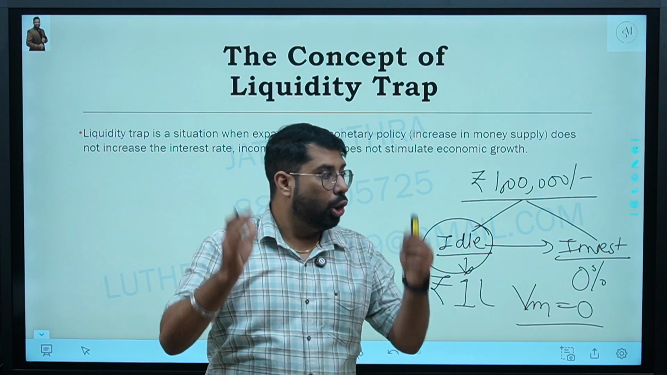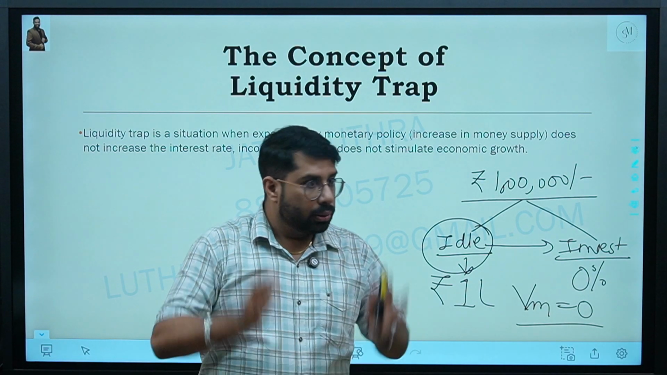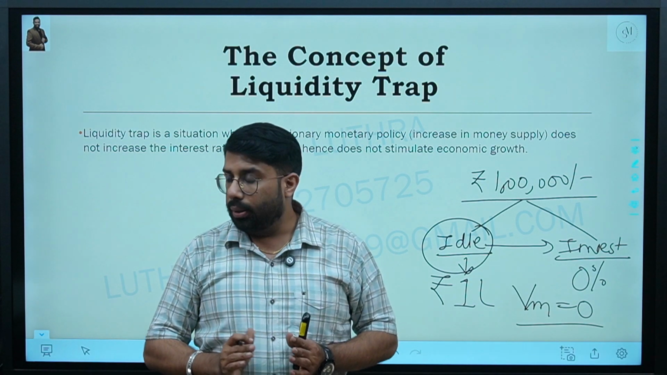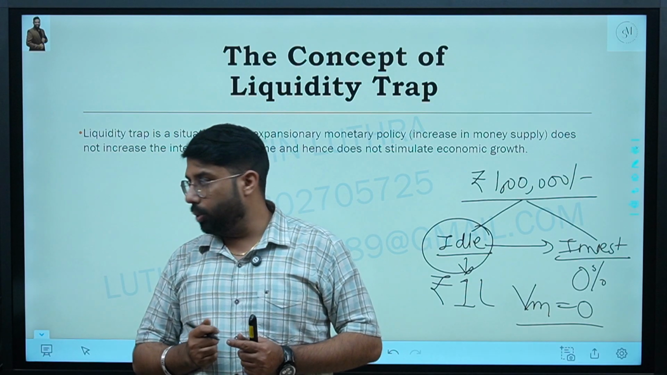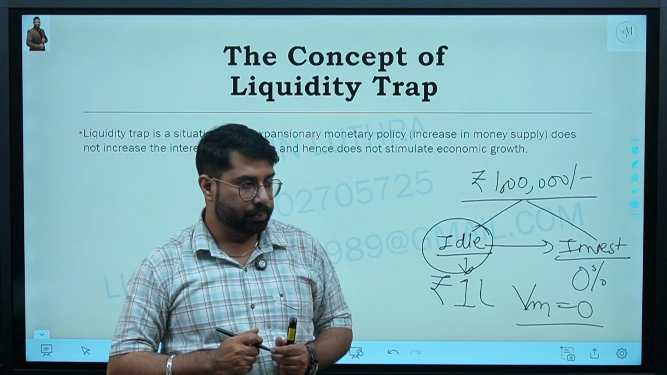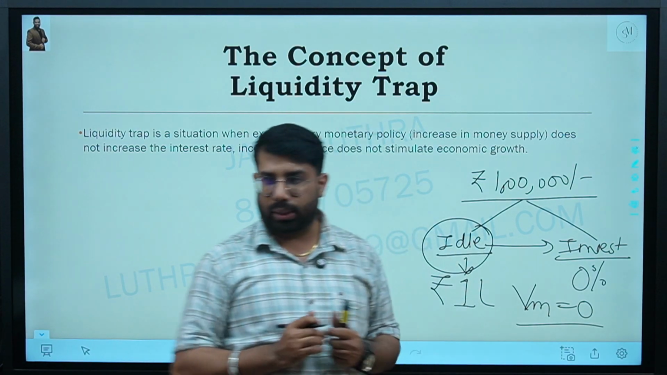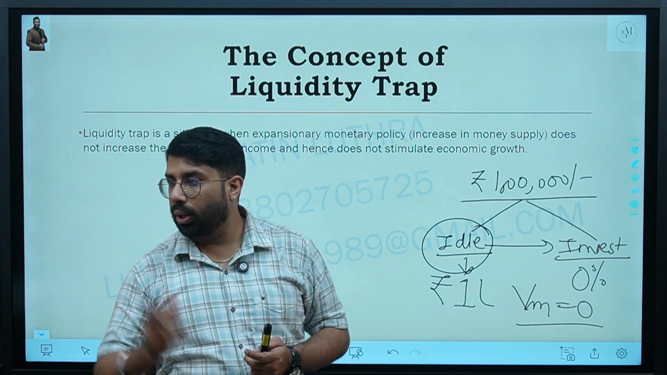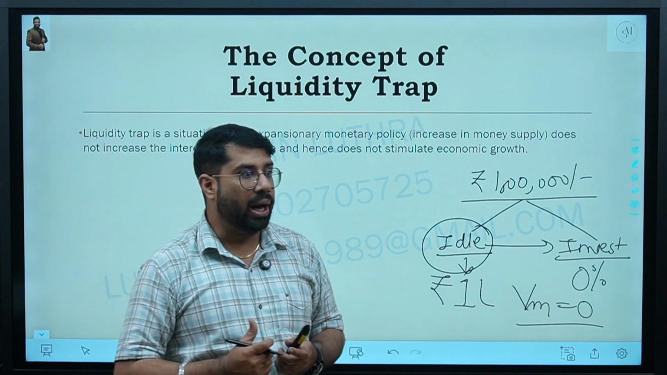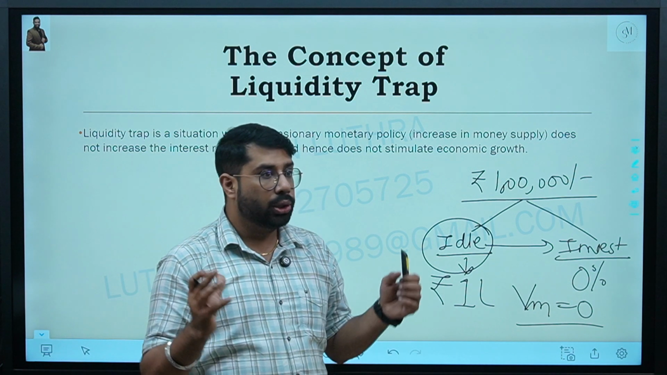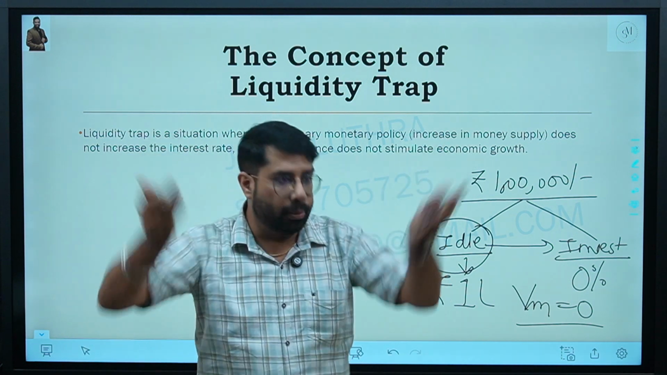Our economy will come to a halt. This situation, where because of a very low interest rate, a 0% interest rate, the economy stops working because money is not flowing in the market, is what we call a liquidity trap. We are in a trap.